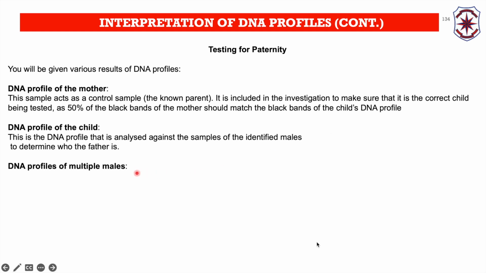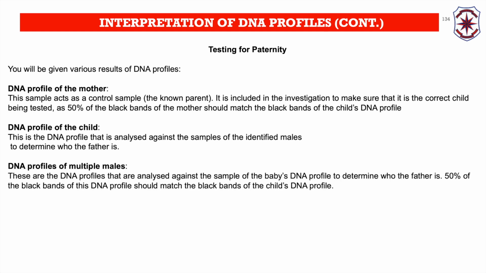Then you will receive the DNA profiles of the multiple males. If the mother is unsure who the father is, male 1, male 2, male 3, you will receive DNA profiles of male 1, male 2, male 3. You are going to check the DNA profile of each male against the DNA profile of the child, and the one that has 50% of the black bars matching the black bars of the child's DNA profile is going to be the biological father. All right.